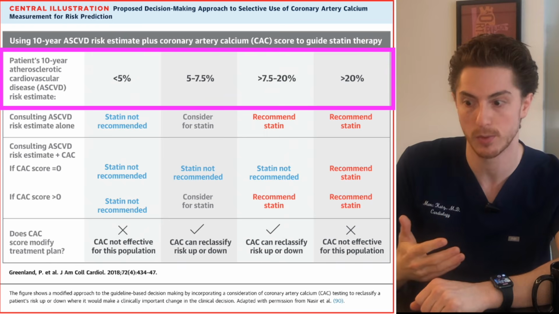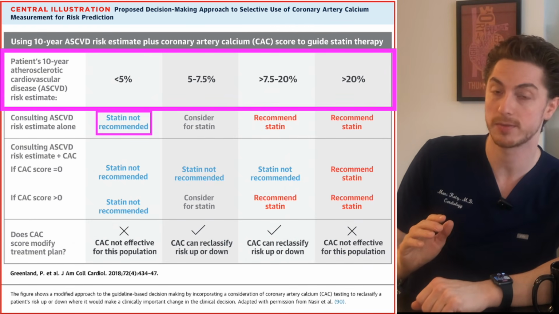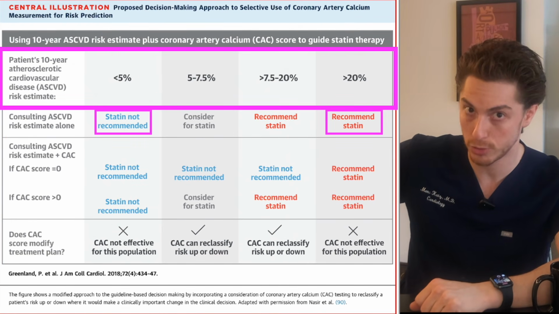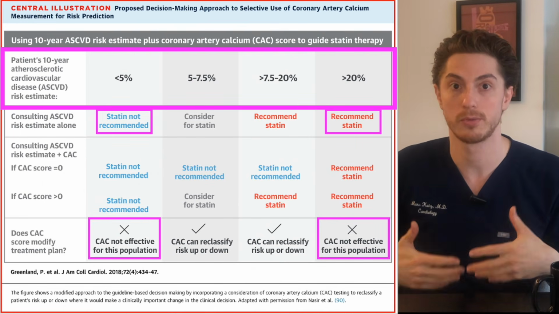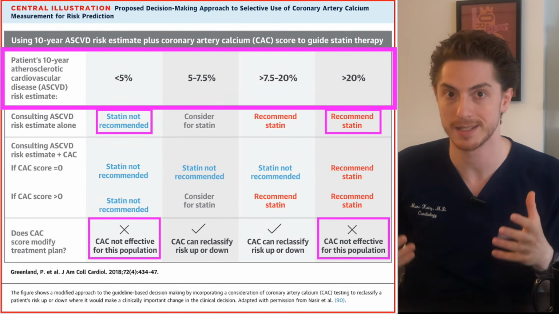Those ones are the easier ones. Statin's not recommended for less than 5%. Greater than 20%, you should be on one. And similarly, neither of those populations have use for a coronary calcium score because it really is not going to be changing our management. Again, you can still have it done if you talk to your physician, but based on these guidelines, it's really not recommended.